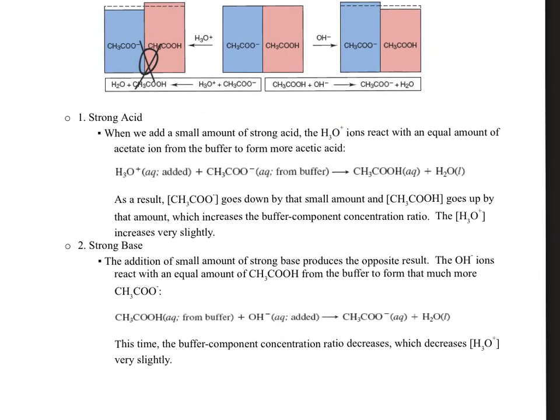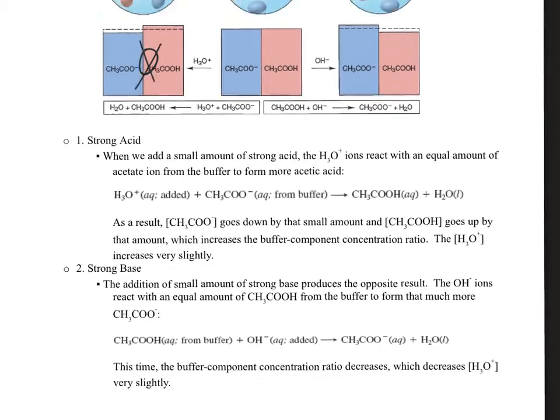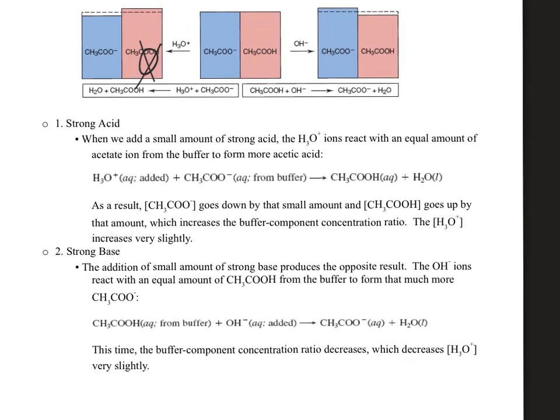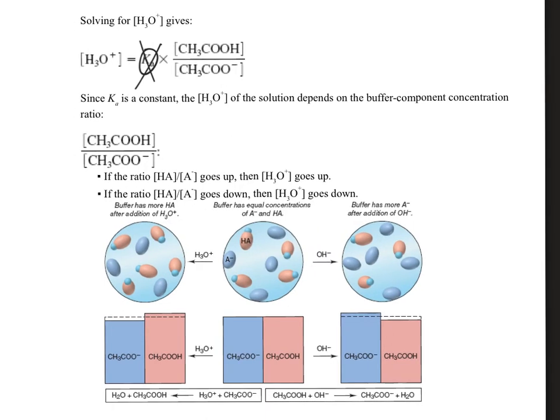Strong acid: when we add a small amount of strong acid, the hydronium ions react with an equal amount of acetate ions from the buffer to form more acetic acid, which is what we were talking about up there. Strong base: the addition of small amounts of strong base produces the opposite result. The hydroxide ions react with an equal amount of acetic acid from the buffer to form that much more acetate ions. This time, the buffer component concentration ratio decreases, which decreases hydronium. That's just going back to what we mentioned right up here. It's going to go down.